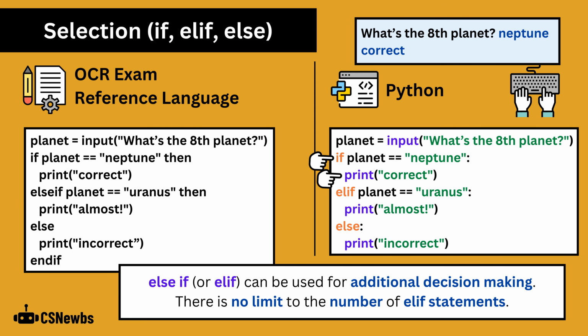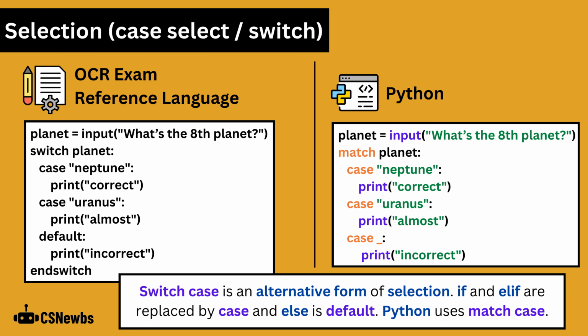This program will look at the if statement first and run the indented code if the condition is true. It will then look at each else if statement, running the indented code of the first statement that is true. If none of the conditions are true, it will run the else code instead.